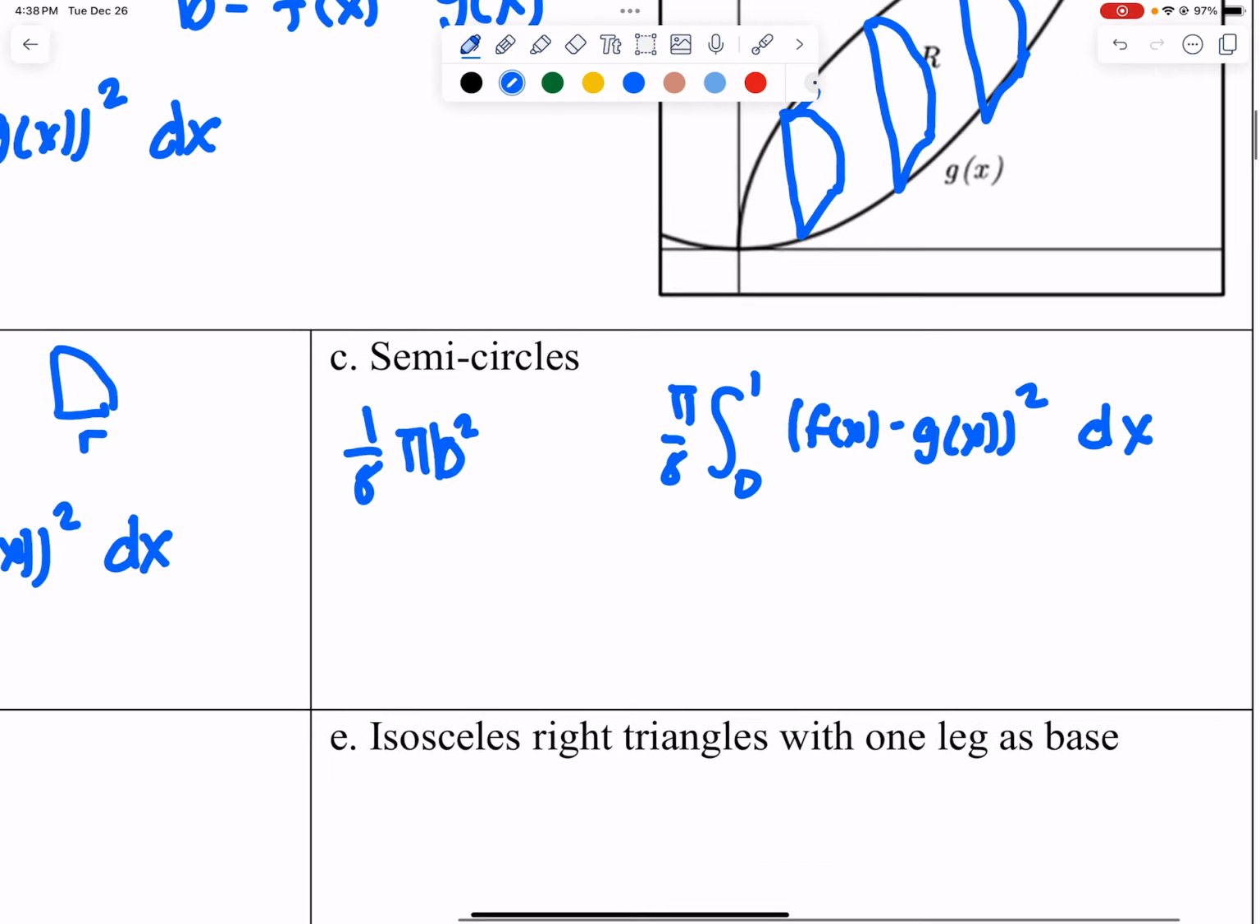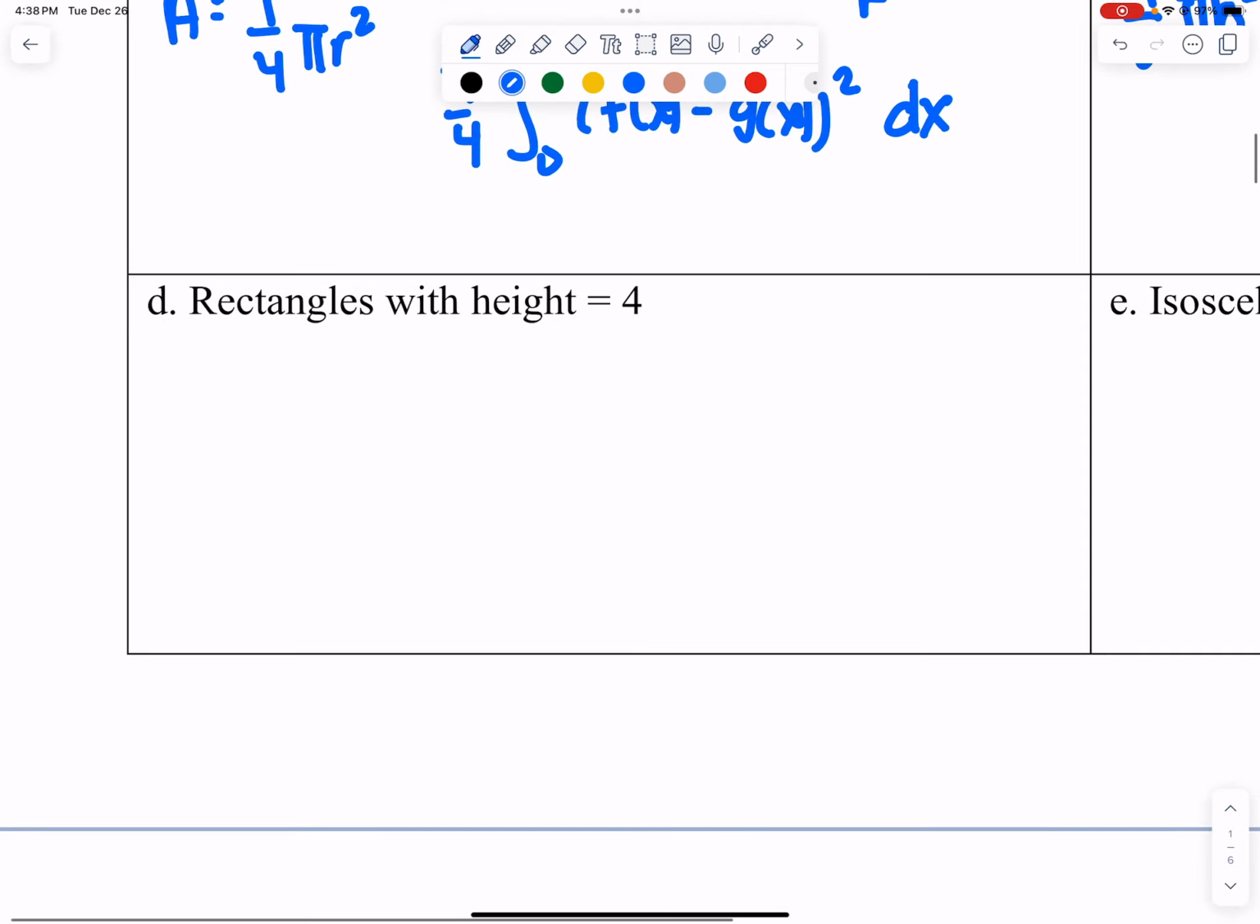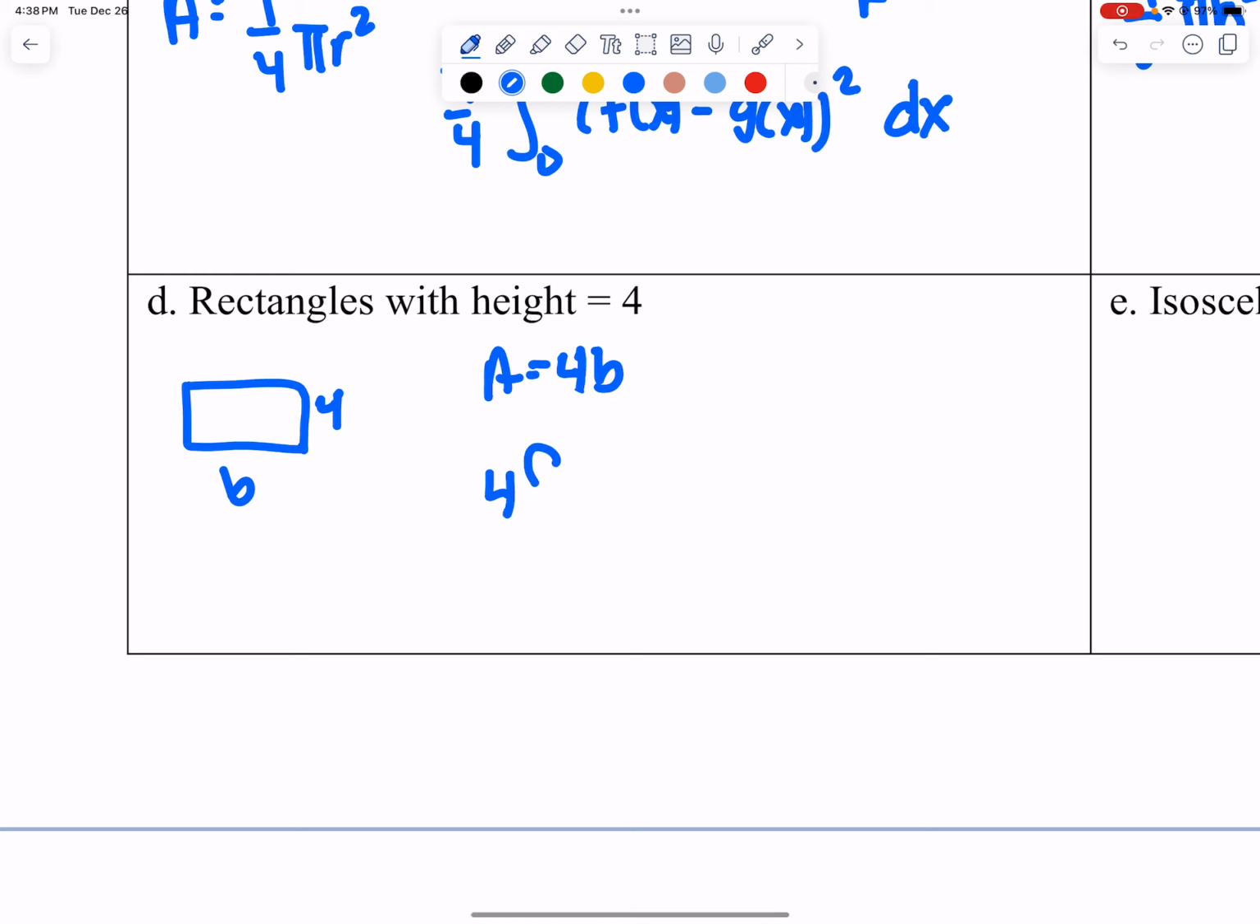All right, let's say that we have a rectangle with height equal to 4. So we have your base, and then we have a height being 4. Well, the area is just going to be 4b, so that's going to be 4 times the integral from 0 to 1 of f of x minus g of x dx.